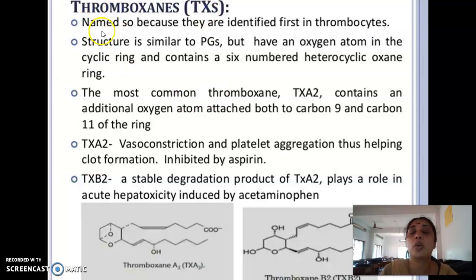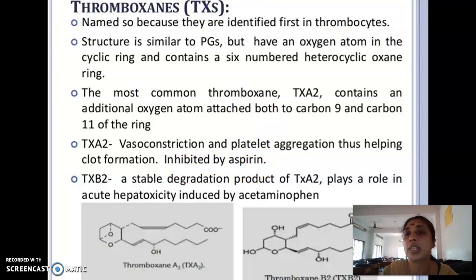So thromboxanes are compounds or prostanoids which are found in the thrombocytes, and they have a structure similar to that of prostaglandins. The most common thromboxanes are thromboxane A2 and thromboxane B2. What's the function of thromboxane A2? Thromboxane brings about vasoconstriction and platelet aggregation.